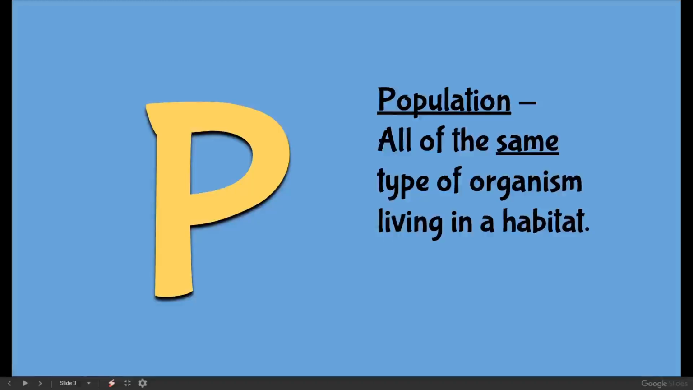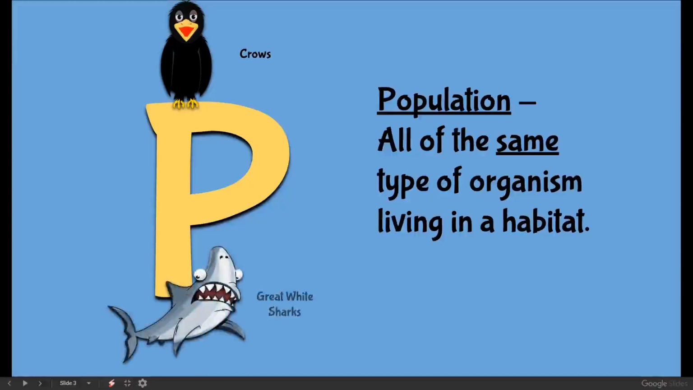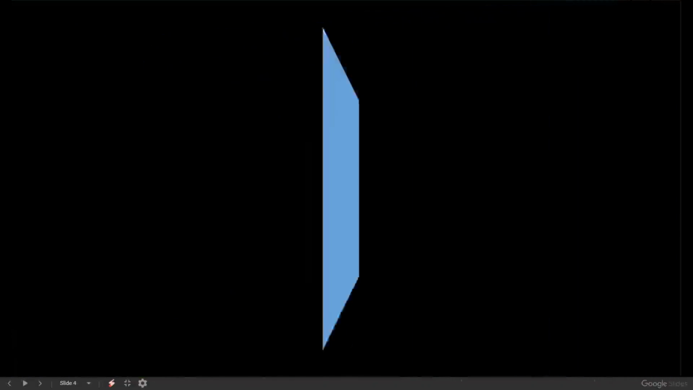We can have populations of trees. We can have populations of insects. We can have populations of a lot of other things. For example, in North Texas, we could have a population of crows. And we would want to know how many crows live in this habitat. We can also talk about great white sharks in the Pacific Ocean and what is the population of them.